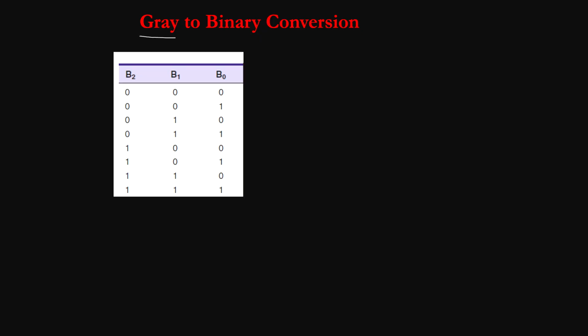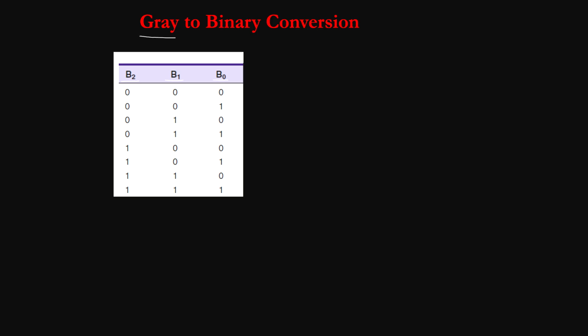So the next topic is gray to binary conversion and binary to gray conversion. Here we need to understand what gray codes are and why we are using them. Let us take the example of a 3-bit binary code B0, B1, B2, where B0 is the LSB, as you can see here, and B2 is the MSB.